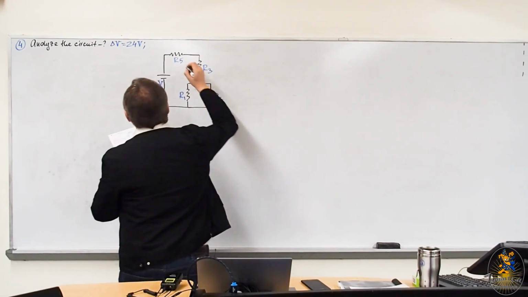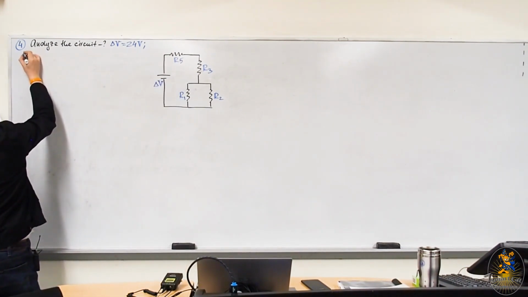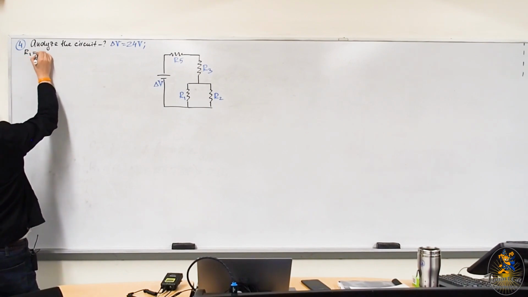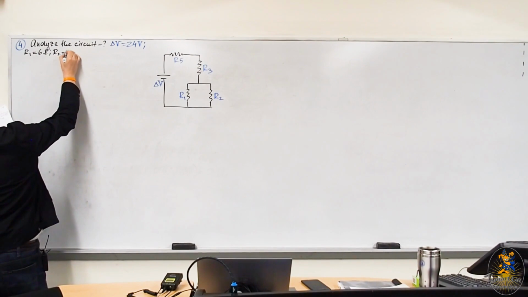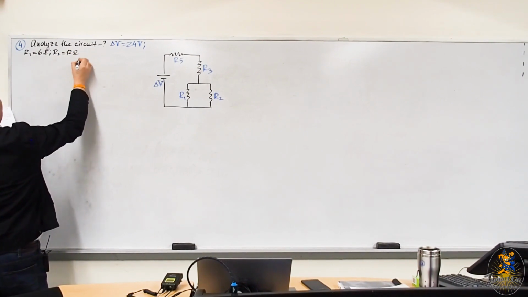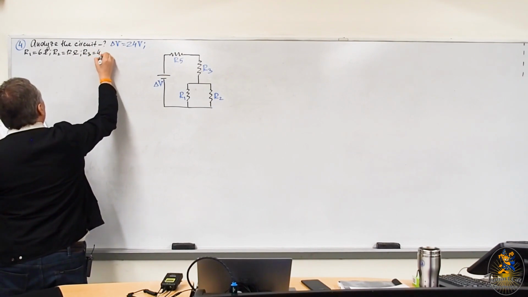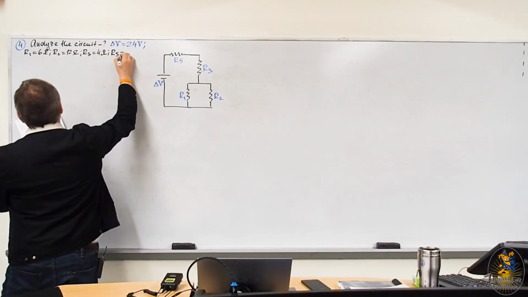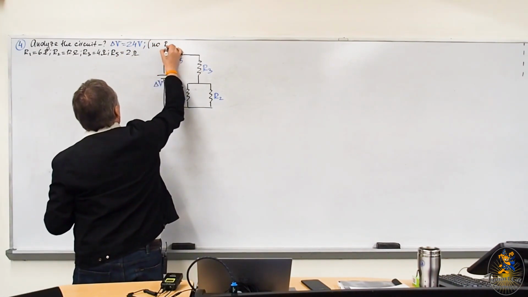So now the values of these: I will write them here. R1 is 6 ohms, R2 is 12 ohms, R3 is 4 ohms, and R5 is 2 ohms. No R4.